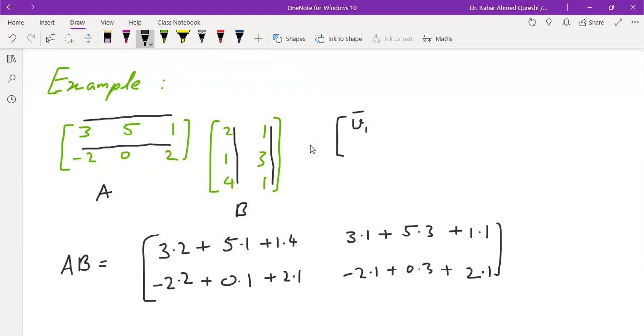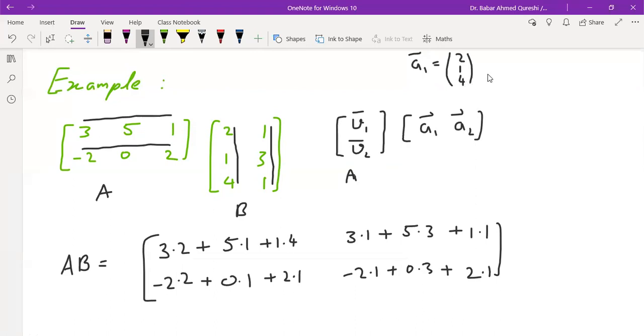Should I call it V1? Let me call it, okay, V1 is fine. V2. So A I'm writing as 2 row vectors, while B I'm writing as 2 column vectors. A1, A2, where A1 is just this column, the first column, and so on.